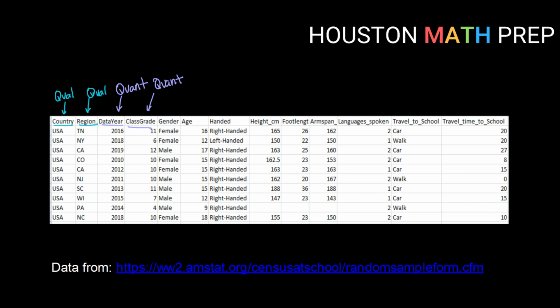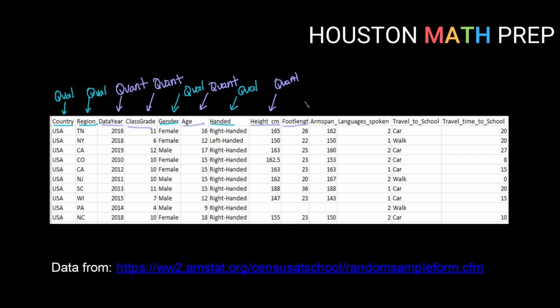Here we have gender as our next one. That's non-numerical, so that one is going to be qualitative. Age is certainly a numerical measure. That was one of our examples that we just gave a second ago, so that is quantitative. What hand is dominant? So if they were right hand dominant or left hand dominant, that is non-numerical. That is a category, so that is qualitative. The next one, we have height in centimeters. That is a measure. That is definitely numerical, so that one will be quantitative.